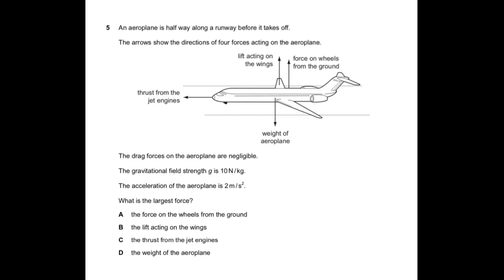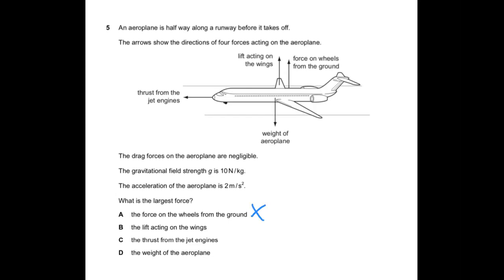The first option is the force on the wheels from the ground. The second is the lift acting on the wings. The third is the thrust from jet engines, and the fourth is the weight of the aeroplane. If the force on the wheels from the ground was the largest force, then the aeroplane would have been pushed up by the ground and it would not have been running on the ground. It would have been afloat.